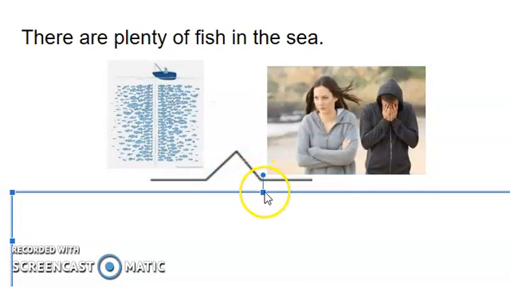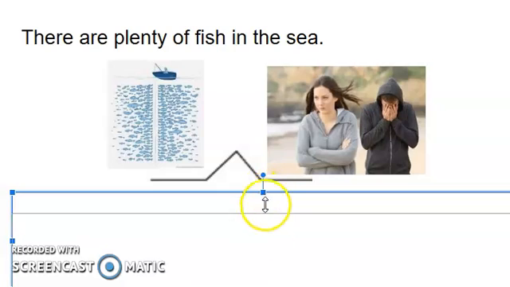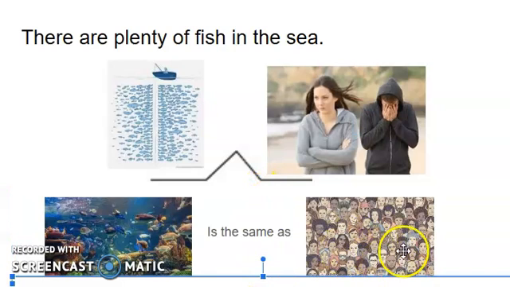So with our first thing, we're thinking about the fisherman being compared to the boy who just got broken up with. The fisherman doesn't have a fish. See how all the fish are swimming away from his line? And the boy doesn't have a girlfriend. But we know that there are lots of fish the fisherman could catch, just like there are lots of people that the boy could find and love. So, saying there are plenty of fish in the sea means that there are lots of people in the world.